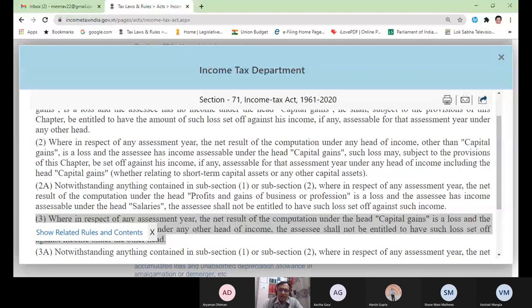Now is step 1 and step 2 totally clear? I will use this when I will compute my total income. Please raise your hand if step 1 and step 2 are thoroughly clear to you.